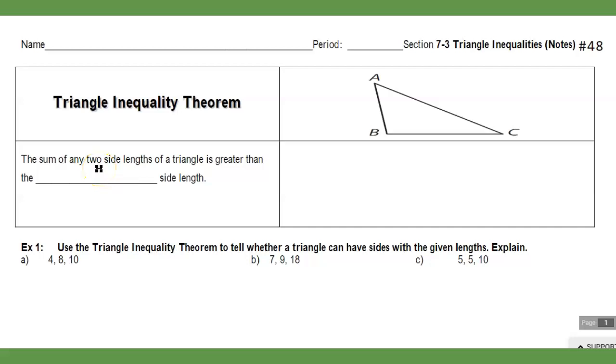Triangle inequality theorem. So we touched on this before, which just said that the sum of any two side lengths of a triangle is greater than the third side length. So if we have different sides here, I'm just going to color code these.